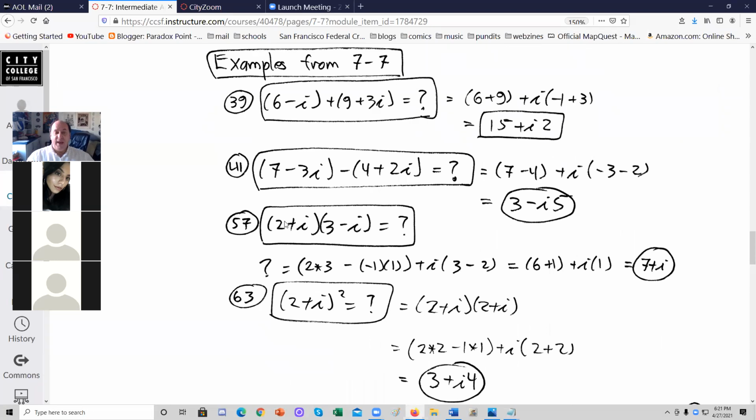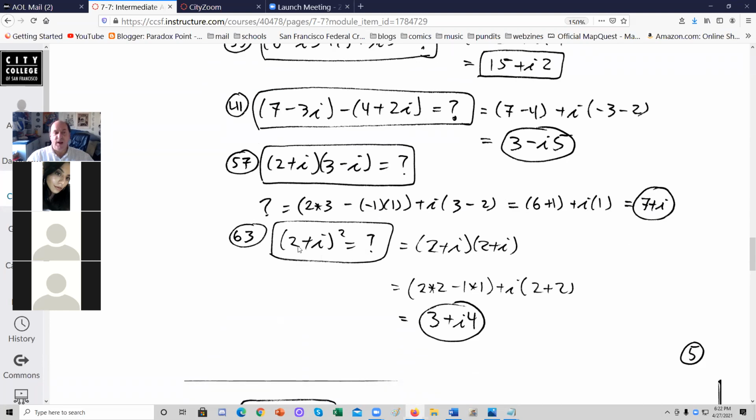Now we multiply. 2 plus I times 3 minus I. First is 2 times 3. Outer, and then there's I times minus I. So it's minus and negative I, 1 times 1. Inner, I times 3. I times minus 2. So this is 6 plus I times 1, or 7 plus I.